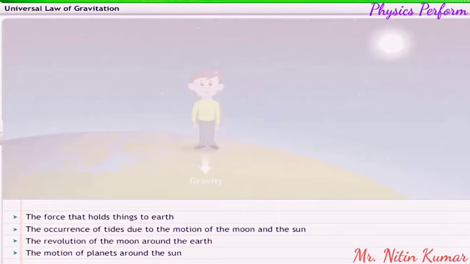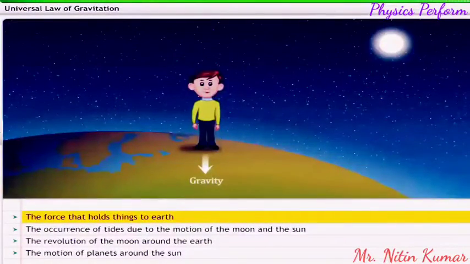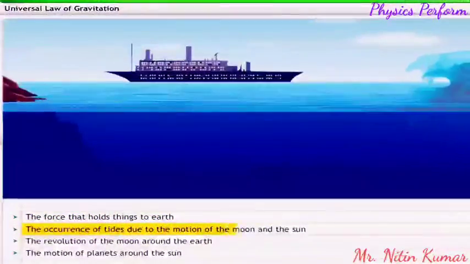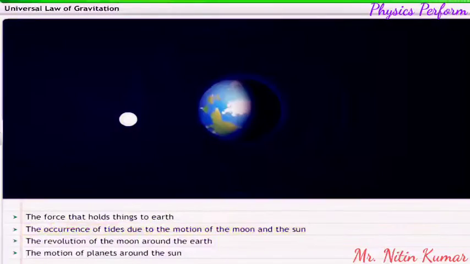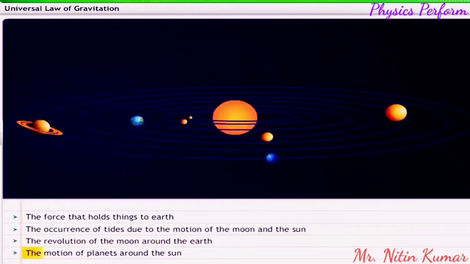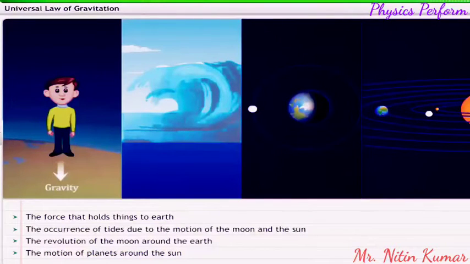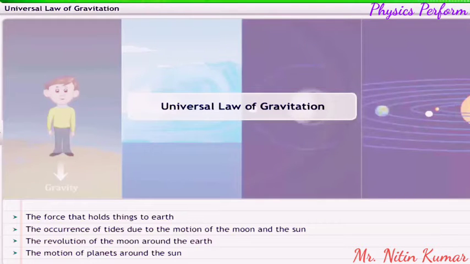Consider the force that holds things to Earth. The occurrence of tides due to the motion of the moon and the sun. The revolution of the moon around the Earth. And the motion of planets around the sun. What do you think is common among all these phenomena? Nothing, you may say. However, through the universal law of gravitation, Newton explained the relationship between several such phenomena that were earlier thought to be unrelated.